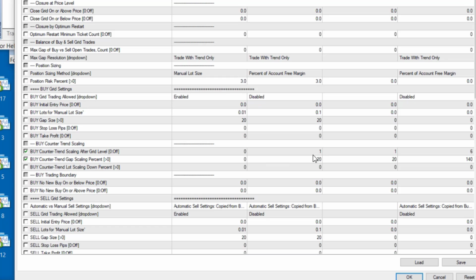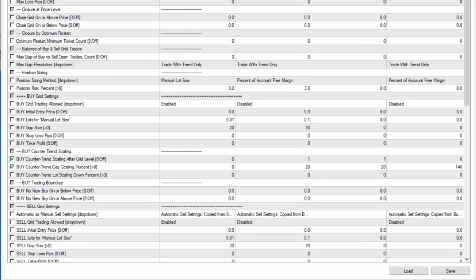So I'm going to test here, and this is optimization. I'm going to test from 1 to 6: how soon should I start with my counter trend trading? And I'm going to test here a percentage of 20. So in other words, the gap size will increase by 20, but I'll also test in jumps of 20 right up to 140%. So I'm going to test those 2 items and see if I had used those 2 items, whether the results would have been better.